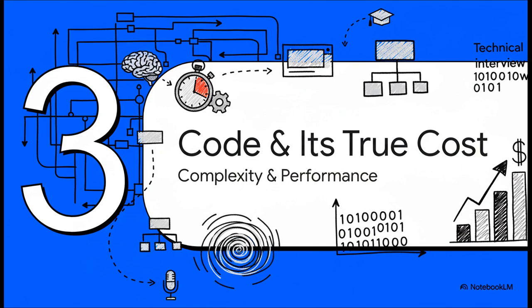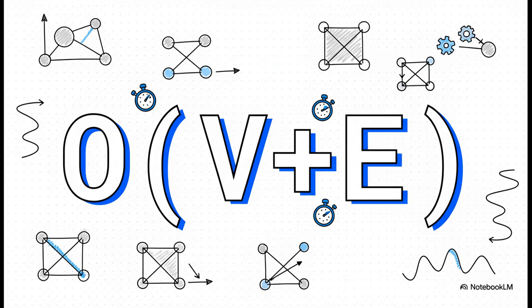All right, let's talk about the bottom line, the stuff that really matters in an interview or when your application is slowing down. What's the true cost of running DFS? This right here, this is the magic number for DFS, O(V + E). V is for vertices, the nodes or points, and E is for edges, the connections between them.